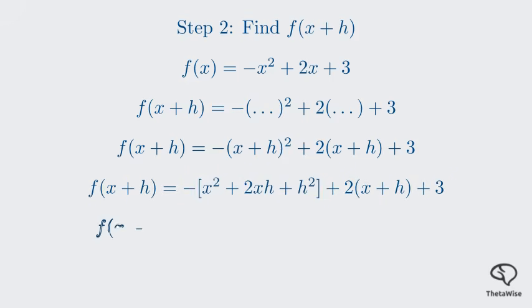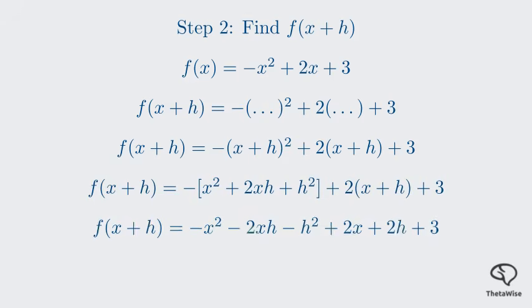Now we distribute the negative and the 2. This gives us negative x squared minus 2xh minus h squared plus 2x plus 2h plus 3. We should check for any like terms to combine, but in this case, there are none. So this is our simplified expression for f of x plus h. That completes step 2. Step 3 is to calculate the numerator of our limit expression.